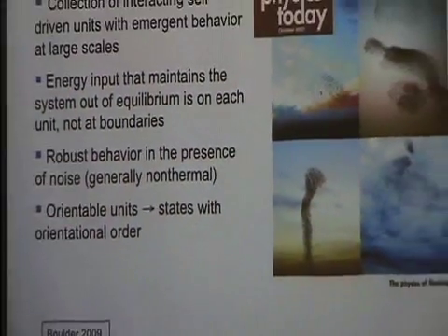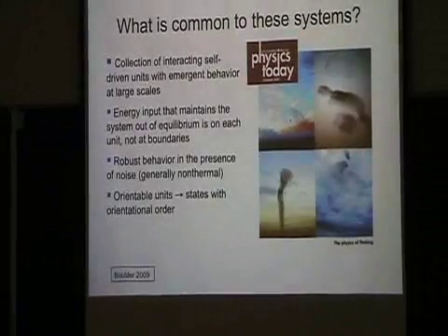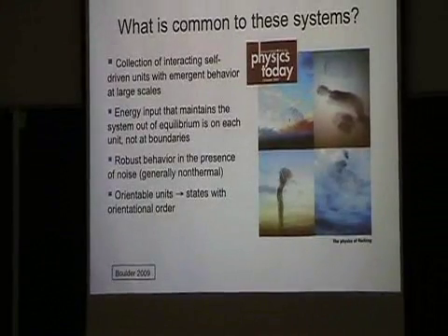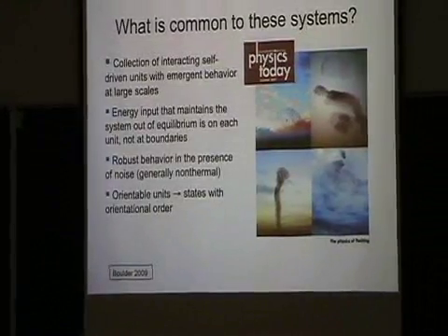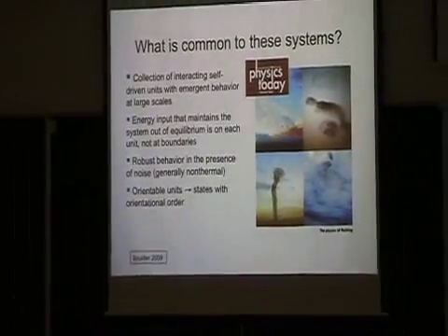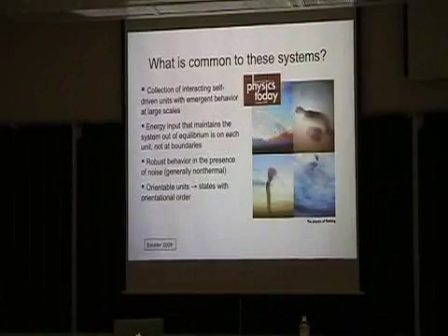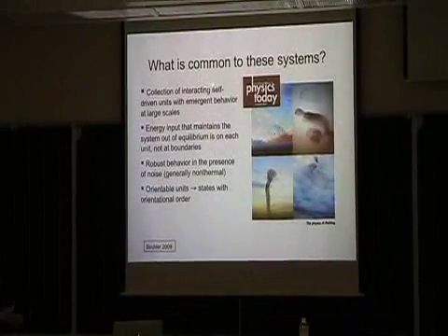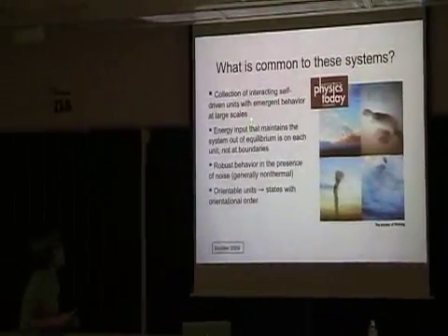So generally, as I said, there are collections of interacting units which are cell-driven, that is, the drive that maintains the system out of equilibrium is on each individual, not at the boundary, as is more common for many non-equilibrium systems. And they exhibit emergent behavior at large scale.